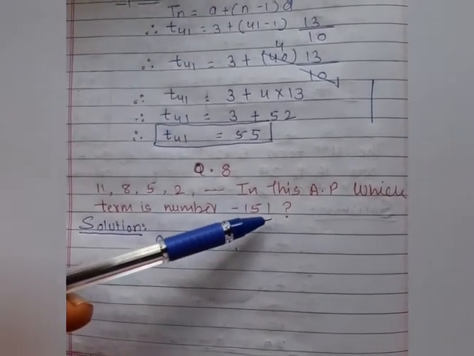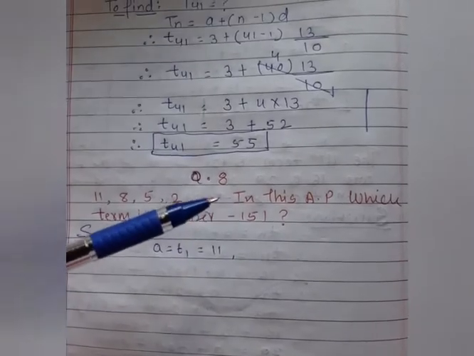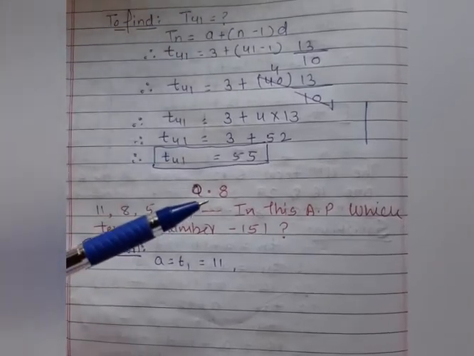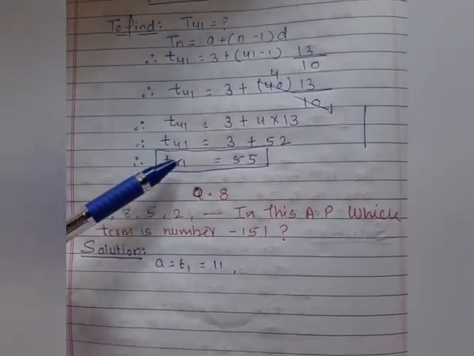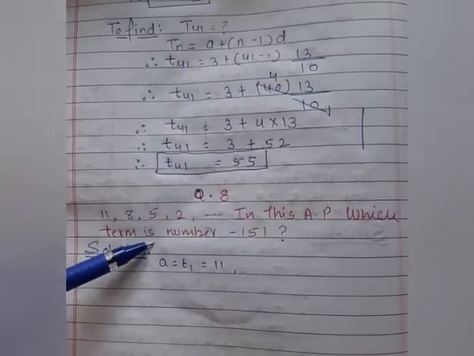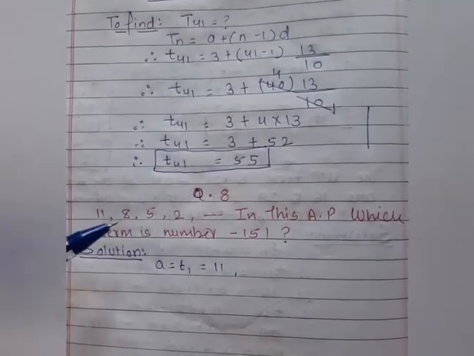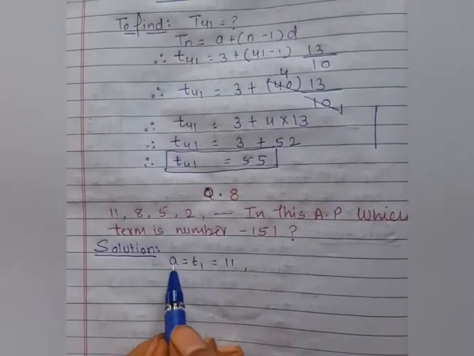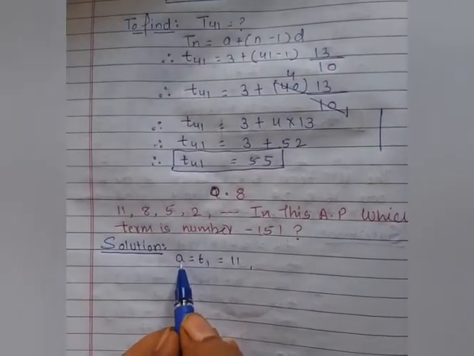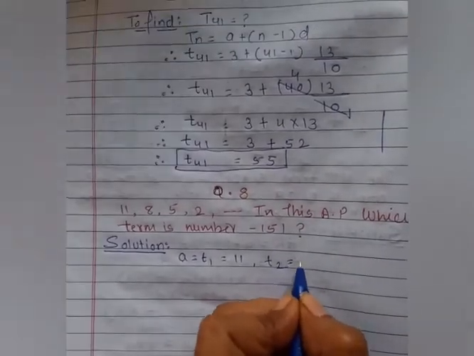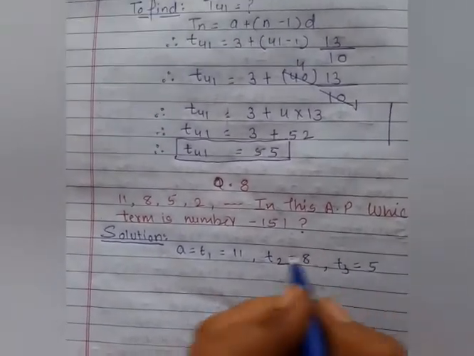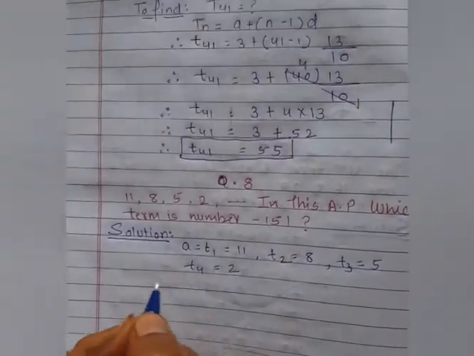It means, students, this question is exactly the opposite of question number 7 that we did. In that question we had to find the 41st term's value. Now here the value is present, and we have to find out the term. So here we have the sequence. The first term, also known as the initial term and denoted by A, is 11. The term T2 is 8, T3 is 5, and T4 is 2.